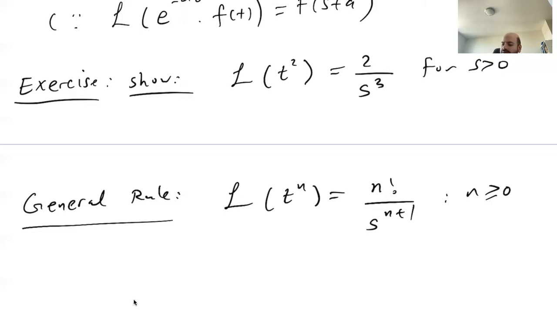So this is a general rule for the Laplace transform of t to the power n. And again, this is valid for s bigger than 0. And for s less than or equal to 0, again, this Laplace transform will be undefined.